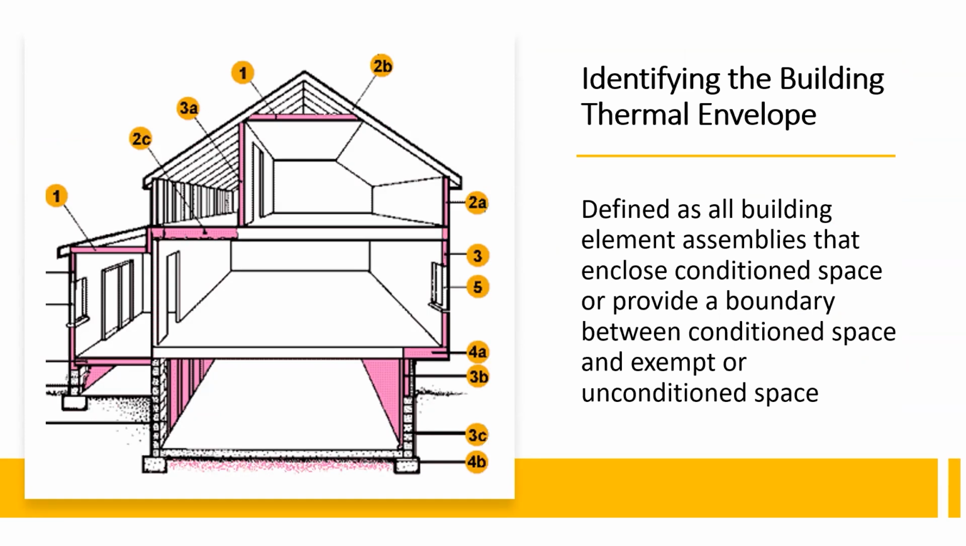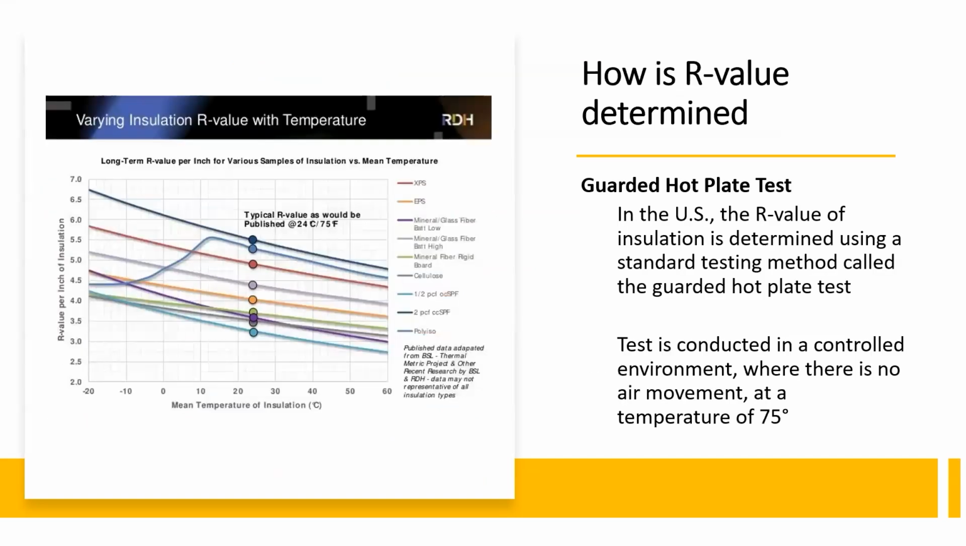It's defined as all building element assemblies that enclose conditioned space or provide a boundary between conditioned space and exempt or unconditioned space. It used to just say unconditioned space. They've added the word exempt because there may be areas of the building that are listed as exempt and not having to be insulated, depending on the climate zone.